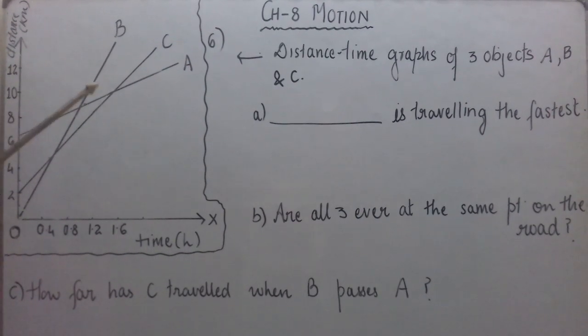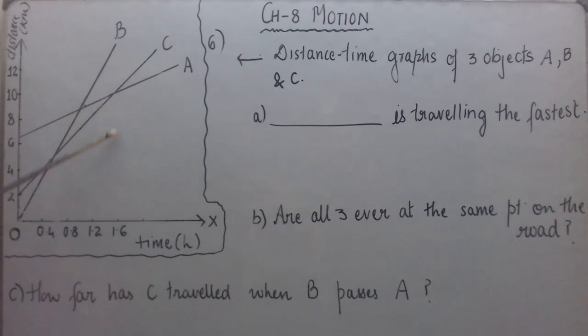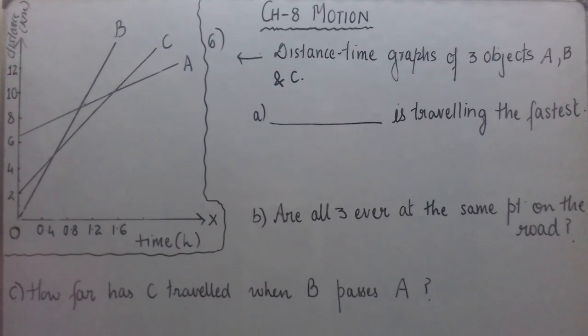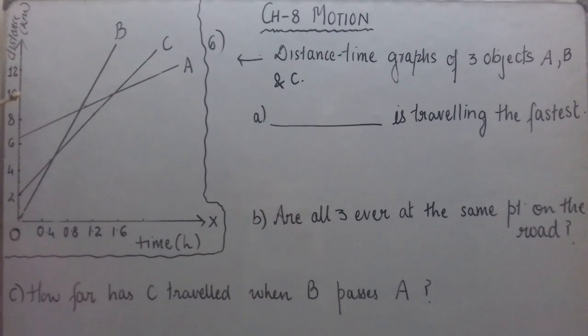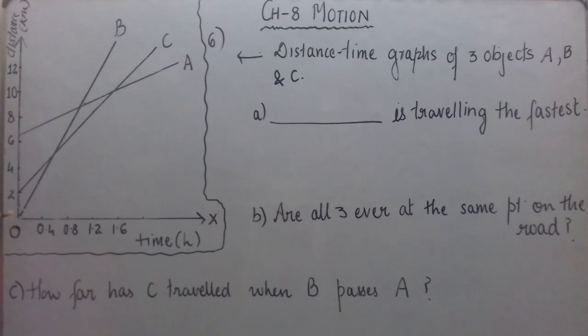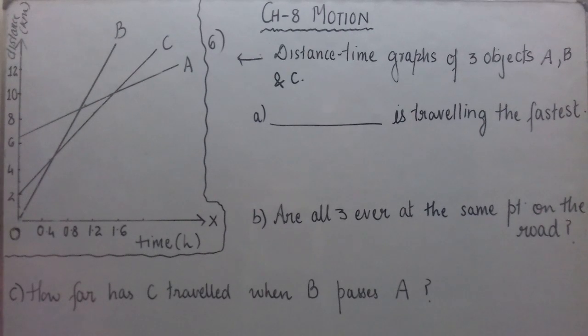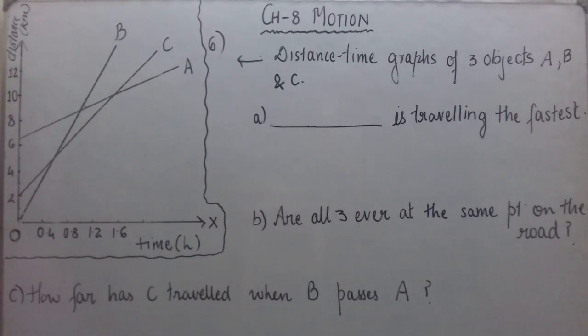Clear? Similarly, here A and C graphs meet at this point, and by drawing the perpendicular on time axis and distance axis, I can find out at what time or after how many hours do they meet and at what distance away from the origin do they meet. Okay? So this point of intersection will give me distance away from the origin. Clear? I hope you have understood this graph. We have studied the graph and now let us see the questions which are given.